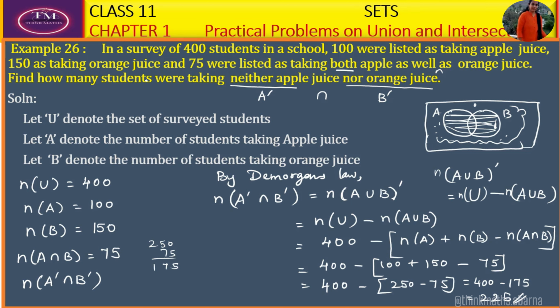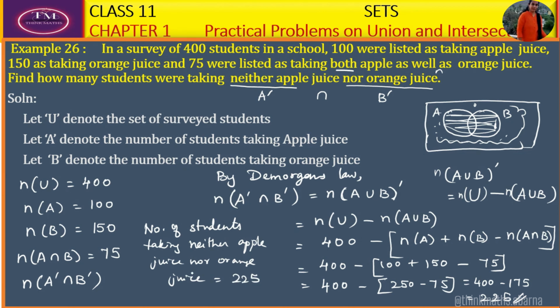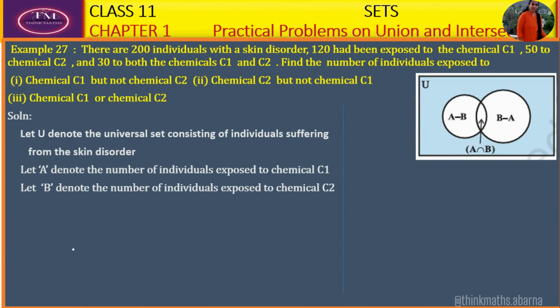So let me write the answer. Number of students taking neither apple juice nor orange juice is equal to 225. So these students, they don't take either of the juices. Okay, children, understood? So moving on to the last example.